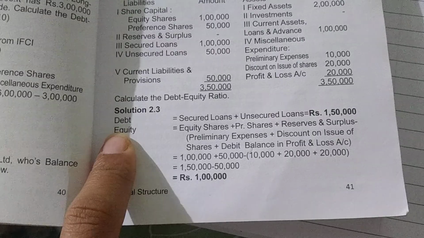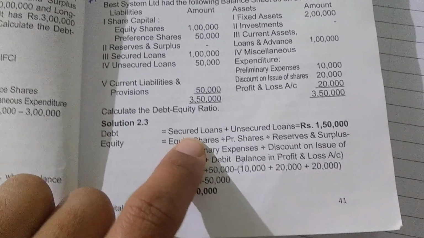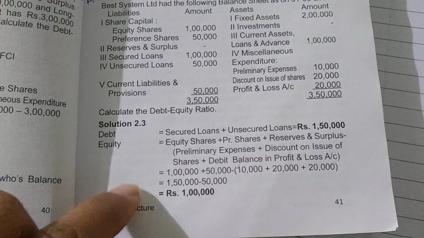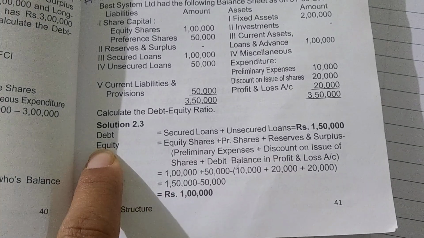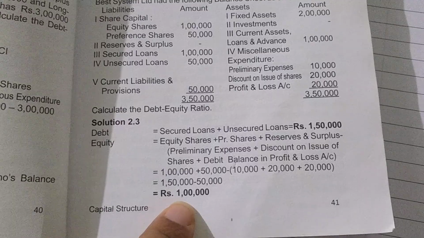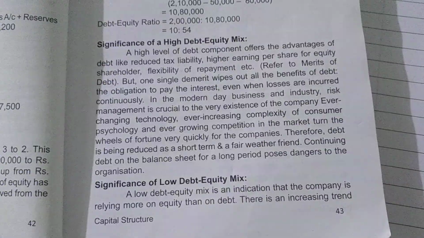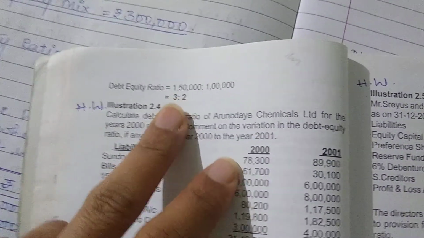Please see your debt equity. This is your long-term debt and this will be your equity. So equity is 1 lakh. When you take 1 lakh 50 thousand divided by 1 lakh, you will have 3:2. That is your answer, 3:2.